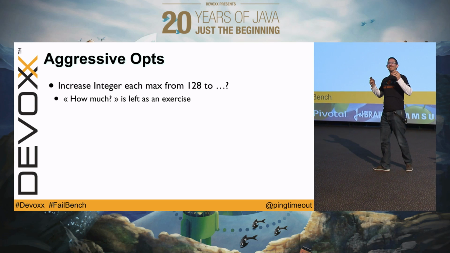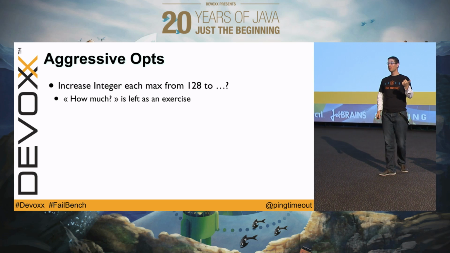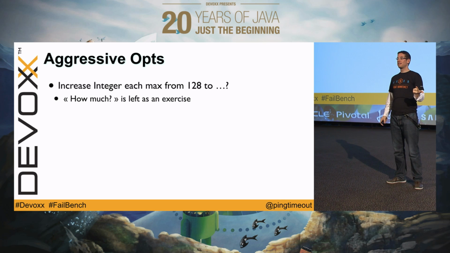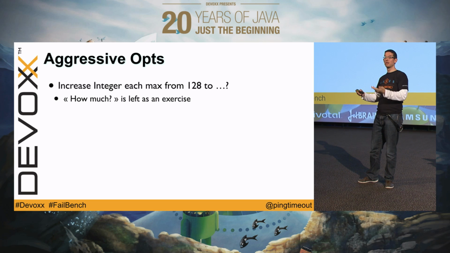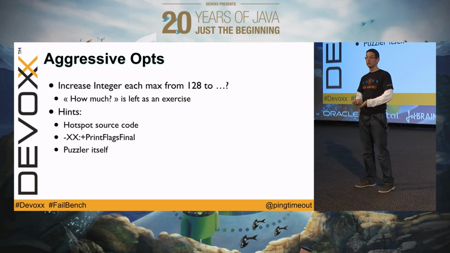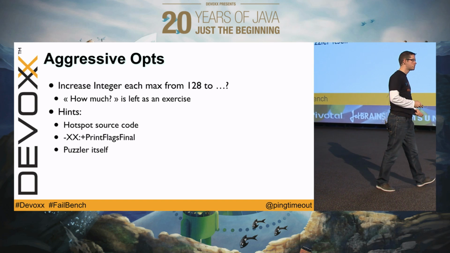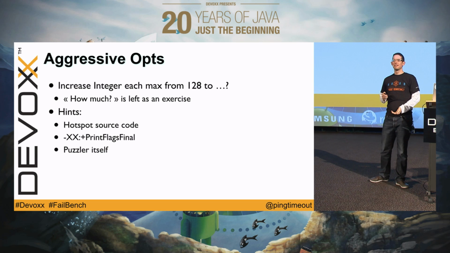So if you want to find out, you have three possibilities. You have the runner code. It's on the slide. That's pretty much it. You can look at the PrintFlagsFinal output and compare that with a regular run. Or since HotSpot is open source, you can look at the HotSpot source in the arguments.cpp file. That's pretty interesting. Now, let's increase our standards.